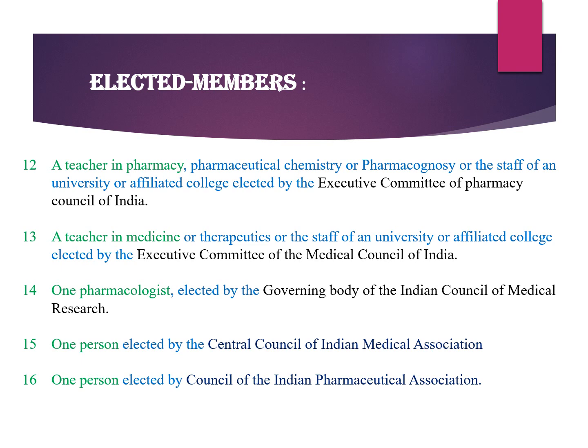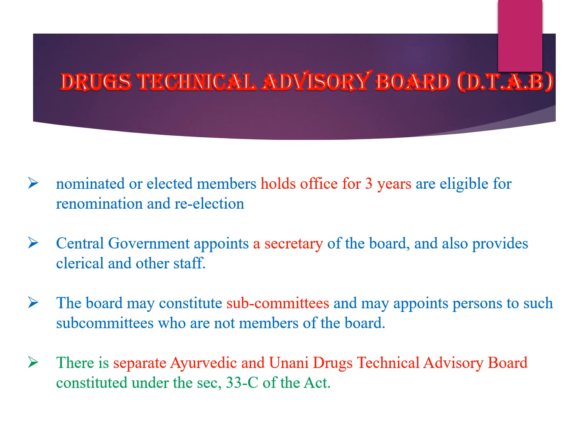Next, 1 pharmacologist elected by the governing body of the Indian Council of Medical Research. Next, 1 person elected by the Central Council of Indian Medical Association. And last, 1 person elected by the Council of the Indian Pharmaceutical Association. Nominated or elected members hold the office for 3 years and are eligible for renomination and re-election. The central government appoints a secretary of the board and also provides clerical and other staff.